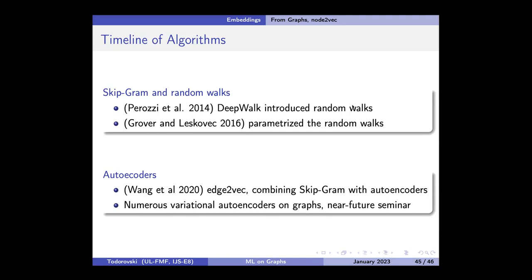Of course, autoencoders are also now being used for graphs as well. Edge2vec is a really interesting approach where they combine skip-gram with these autoencoders. And of course, numerous variational autoencoders on graphs are being used. And maybe now it's time to briefly explain what an autoencoder is. So, for the autoencoder, imagine now that you have an input layer here. And let's say that this input layer is just a sequence of words, with some length.